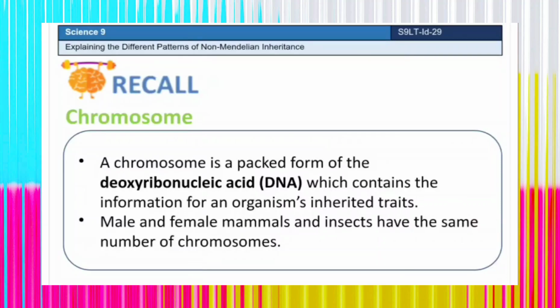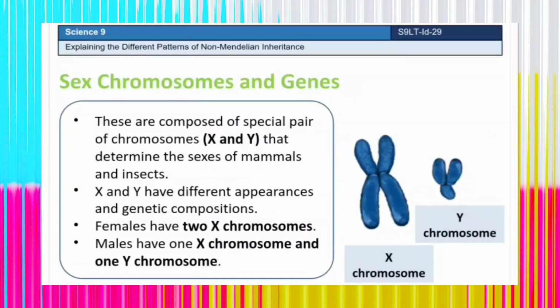Recall that a chromosome is a packed form of the deoxyribonucleic acid which contains the information for an organism's inherited traits. Male and female mammals and insects have the same number of chromosomes. Sex chromosomes are composed of special pair of chromosomes, the X and Y, that determine the sexes of the mammals and insects. X and Y chromosomes have different appearances and genetic compositions. Females have two X chromosomes and males have one X chromosome and one Y chromosome.